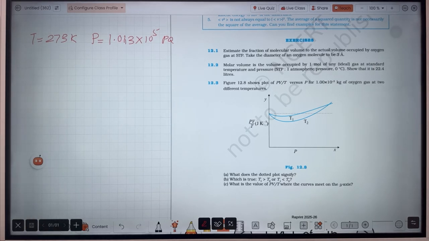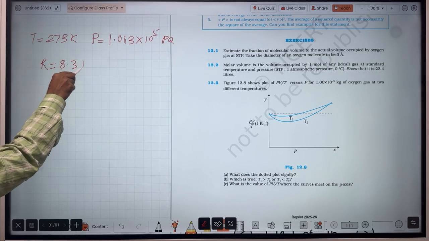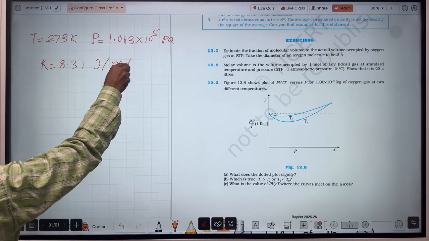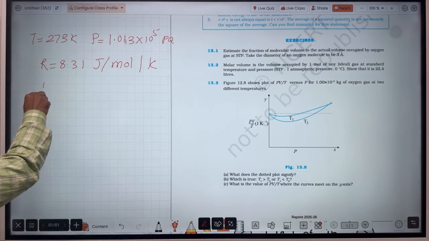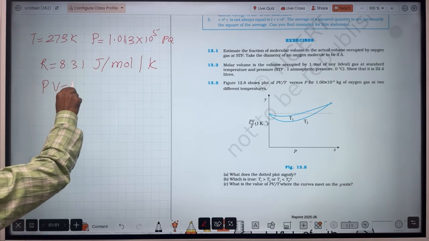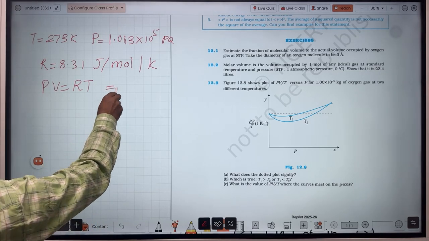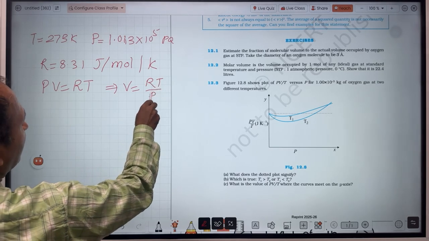And the value of R, R equal to 8.31 joule per mole per Kelvin, and you know the equation PV equal to nRT. Here we are considering 1 mole, so PV equal to RT. And here what is our concern? We have to find out the value of V. So we can say V equal to RT upon P.